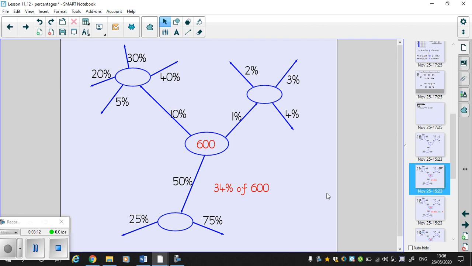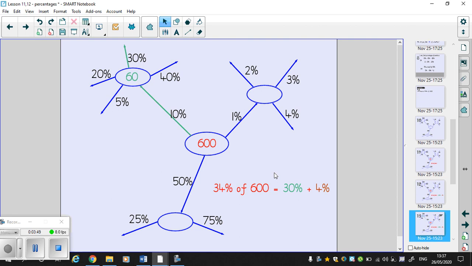So if we want to find 34% of 600, we put the 600 in the middle. Now 34% is made up of 30% and 4%, and we're going to use green for the multiples of 10 and brown for the units. So we partition 34% into 30% and 4%. So that's what we need to find. So to find 30% of 600, we're obviously going to go up this route, and I'm going to change things to green. So we're going to work out 10% and then 30%.